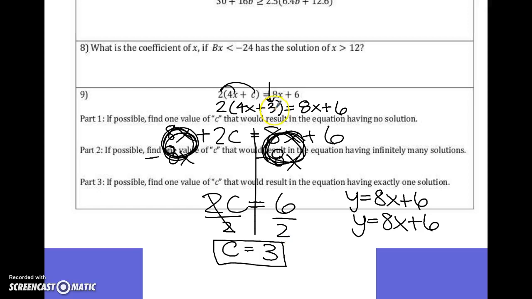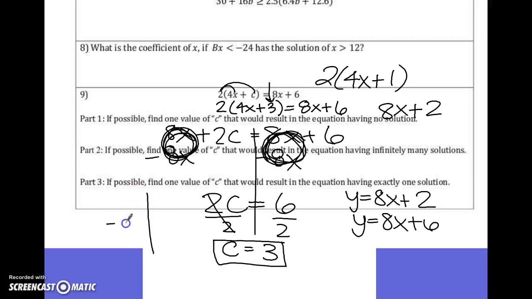3. So let's say I were to have 2 and then 4x plus 1. I'd have 8x plus 2 after I distribute, and that would leave me with one of these equations being 8x plus 2 when I go to graph. If I were to graph those lines now, I have one line at 2, and I got the other one at 6. Those lines are parallel, or they would not have any solution in common.